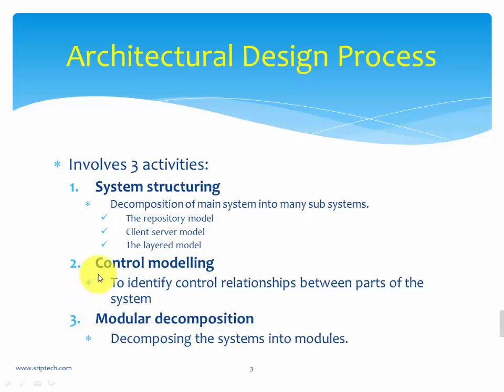So today we shall focus more on what is control modeling and what is modular decomposition. So what is control modeling? Control modeling is used to identify control relationships between parts of the system. We know that a system is made up of many subsystems. So we also need to know how two subsystems are interacting with each other. What is the controlling relationship between the two subsystems? If you want to do that, we need to understand the control modeling of the subsystem.